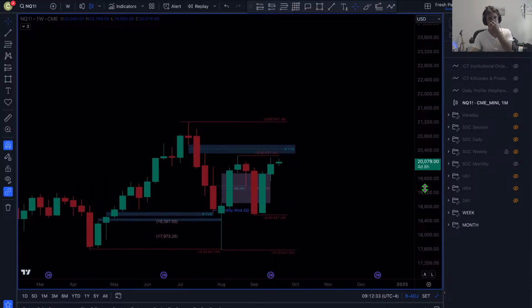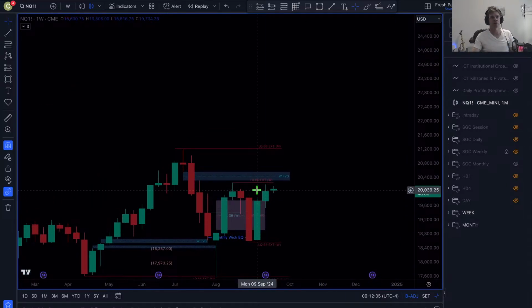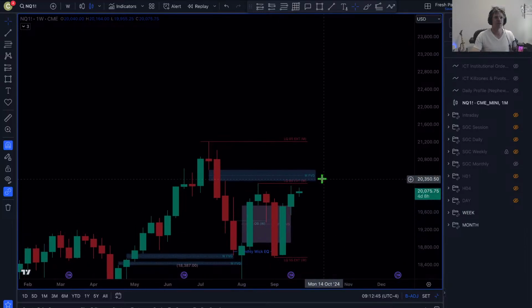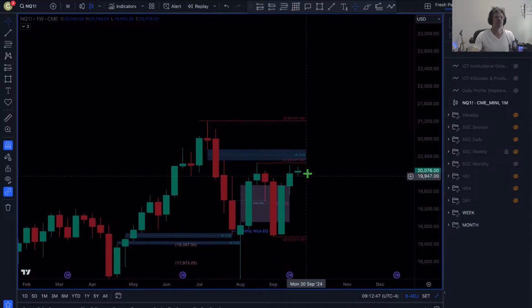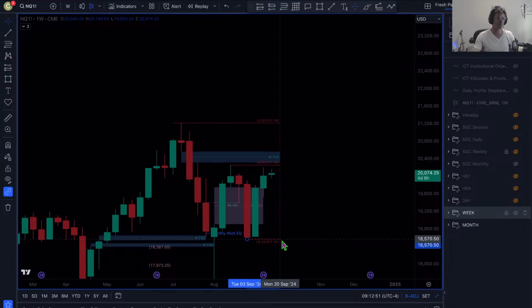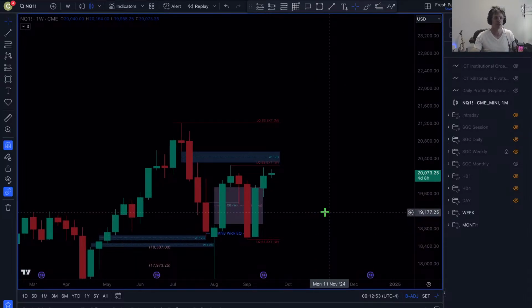But regardless, on the weekly, we had a strong close up last week above this and this. Not quite this, but I would suggest that this week we will probably see a liquidation of this high and potentially tap into that fair value gap and then see where we go from there. That's the weekly outlook.